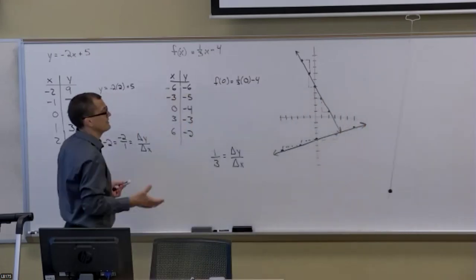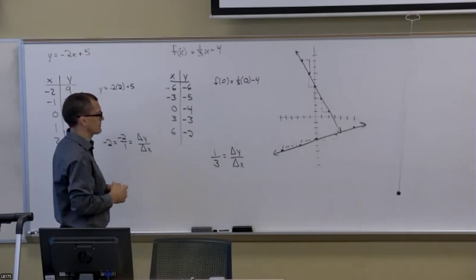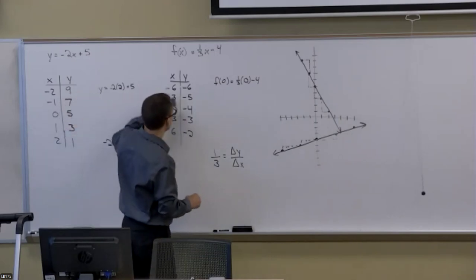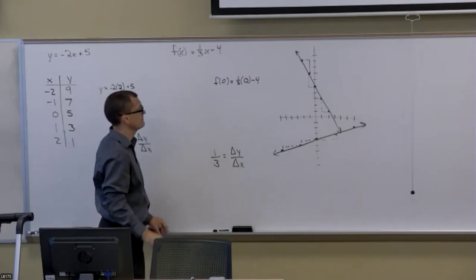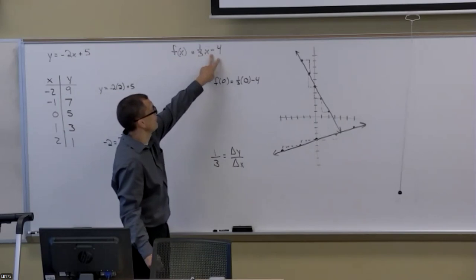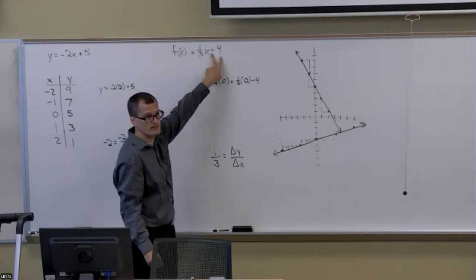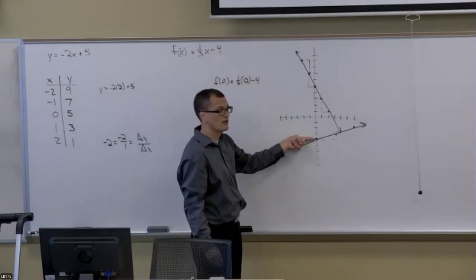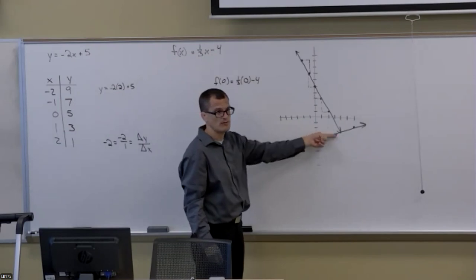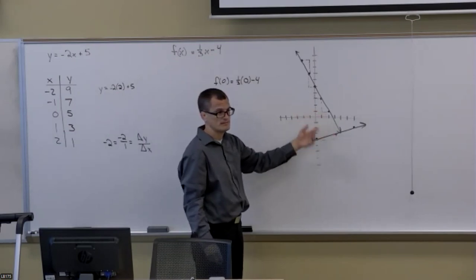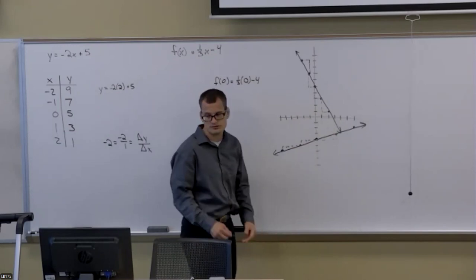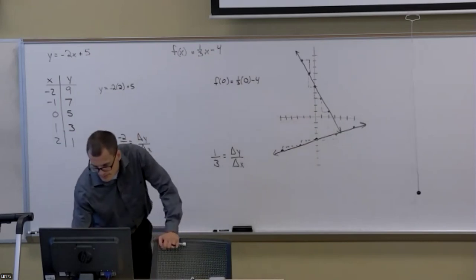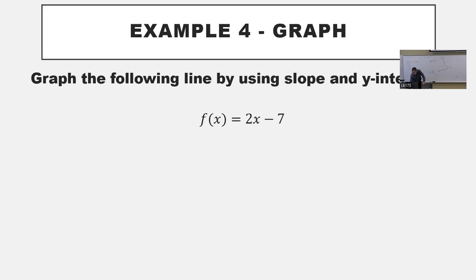And so once we know how slope works, I don't need a big table. I could have just said, I see my y-intercept is going to be the point (0, -4). I know the slope is 1/3, so up 1 over 3. And then just plot the points based off of those two features. And that's what we're going to do in the next couple of problems.